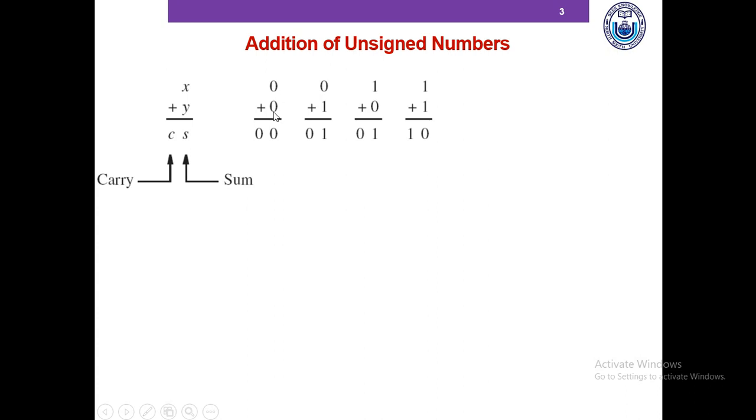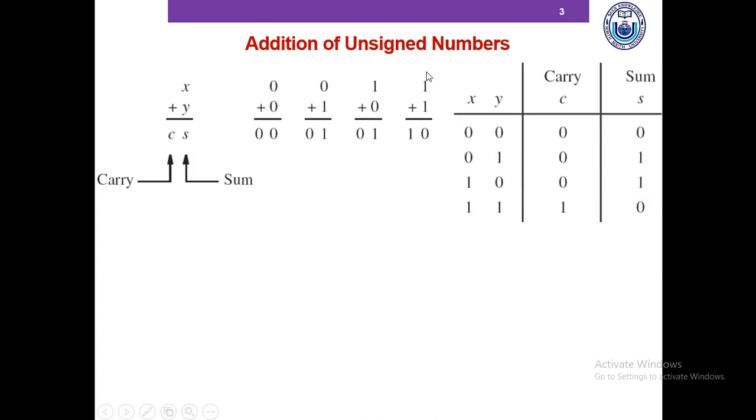If we sum two numbers, we have a sum output and we have a carry. Let's say if we sum 0 and 0, the sum is 0 and the carry is 0. I'm writing sum on the right and carry on the left, just like this. If we sum 0 and 1, the sum is 1, the carry is 0. If we sum 1 and 0, the sum is 1, the carry is 0. And when we sum 1 and 1, the sum is 0 and the carry is 1.